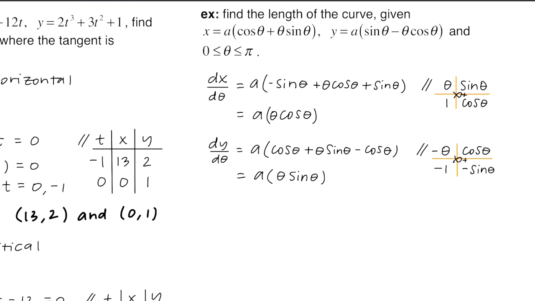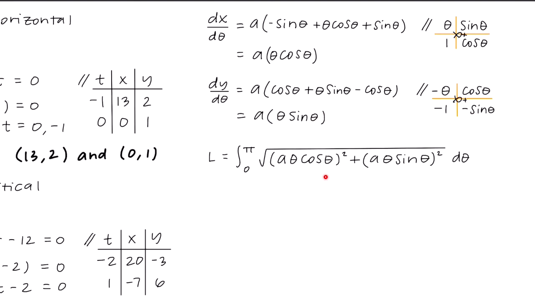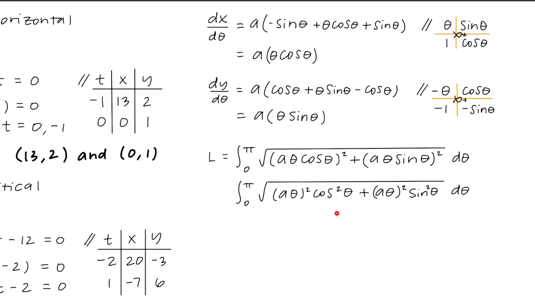We're ready to plug everything into our formula for length. We have the integral from 0 to pi, and then it's the square root of dx/d theta, which is this quantity squared, plus dy/d theta, this guy, quantity squared. Next, this is kind of cool. You have this a theta times cosine theta, and it's being squared. And then over here you have a theta times sine theta, and that's being squared. So we can actually separate this to a theta squared times cosine squared, and we can do the same over here. And you might be noticing where we're going with this.